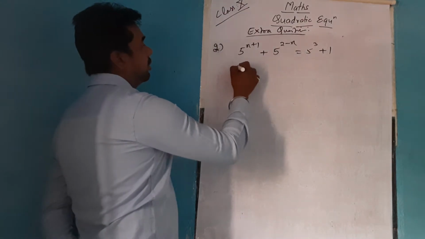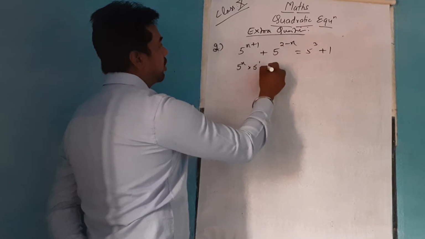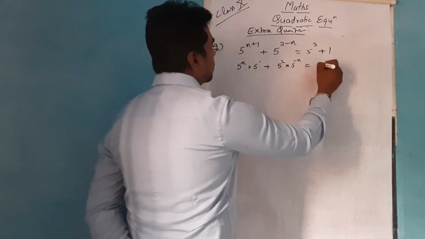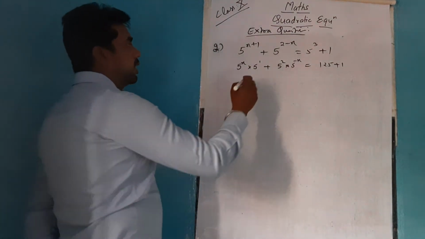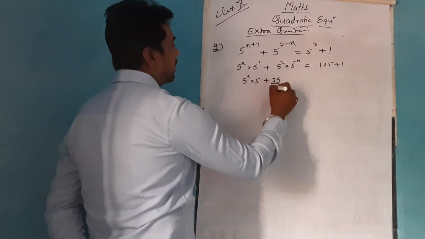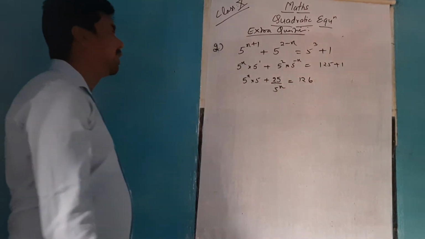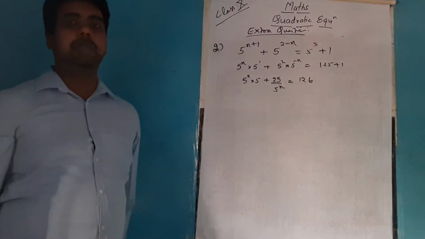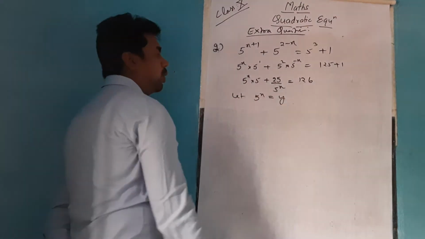So when you split the powers, that becomes 5 to the power x into 5 to the power 1 plus 5 to the power 2 into 5 to the power minus x equals 5 cube, which is 125, plus 1 as it is. Now this becomes 5 to the power x into 5 plus 5 square, which is 25, upon 5 to the power x, and that equals 126. There is 5 to the power x in the numerator and 5 to the power x in the denominator. That could be replaced by some other variable. We'll take 5 to the power x to be y.